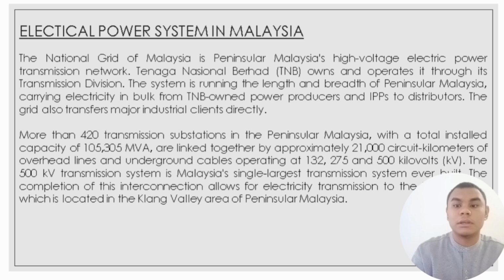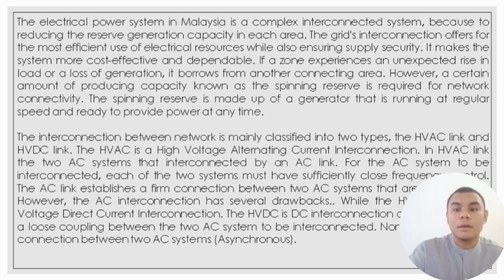The 500 kV transmission system is Malaysia's single largest transmission system ever built. The completion of this interconnection allows electricity transmission to the load center, which is located in the Klang Valley area of Peninsular Malaysia. The electrical power system in Malaysia is a complex interconnected system in order to reduce the reserve generation capacity in each area.